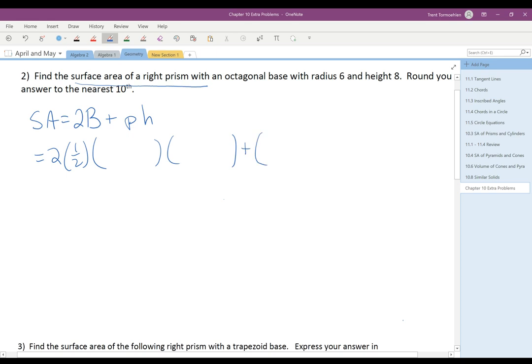And then conveniently, we're going to use perimeter again here, right? Because it's going to be perimeter times height. And our height we actually know is 8. So to do this problem, we need to know what apothem is, and we need to know the perimeter.